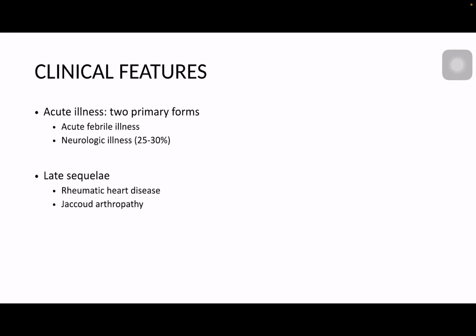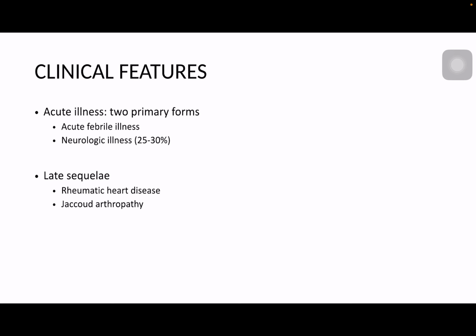Okay, now let's talk about the clinical features. Whenever we talk about clinical features, there is an acute illness and there are late sequelae. In acute illness, there are two primary forms: one is an acute febrile illness and the other is the neurological illness. The late sequelae are rheumatic heart disease and Jaccoud arthropathy. Now you might be thinking, what is this Jaccoud arthropathy?